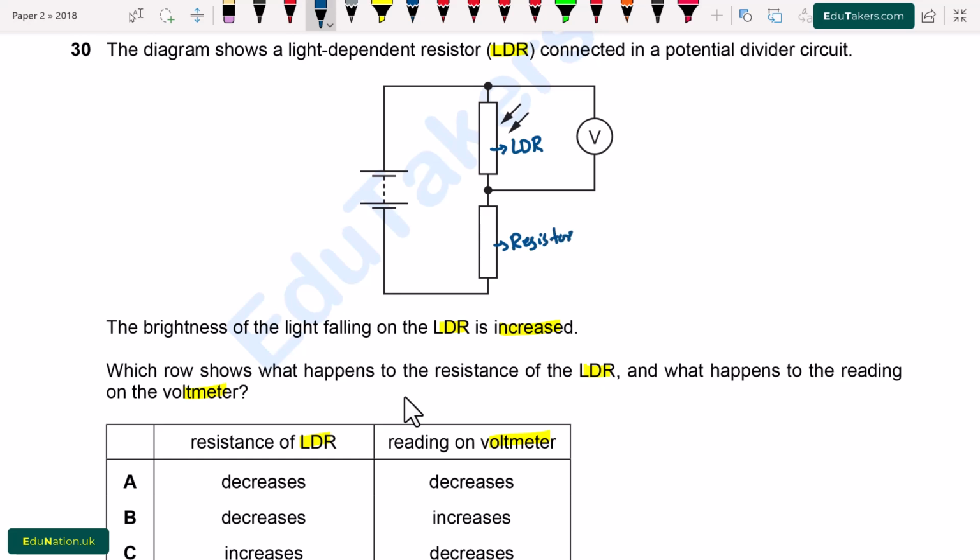There is also the voltmeter that is connected across the LDR. We have to show what happens to the resistance of the LDR and the reading on the voltmeter when the brightness of the light falling on the LDR is increased. So first of all, when the light falls on the LDR, then the resistance of the LDR decreases.